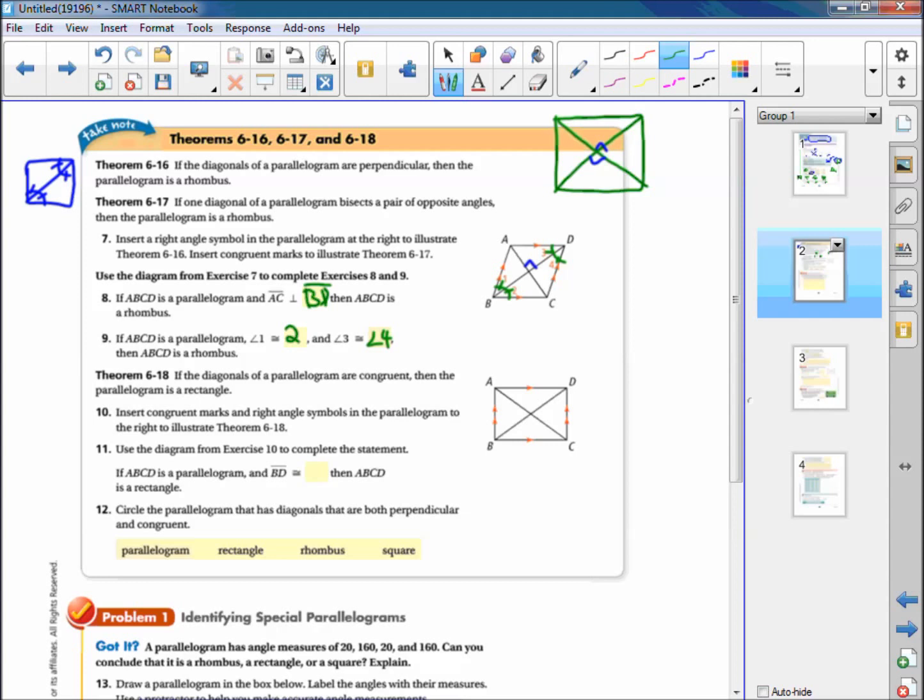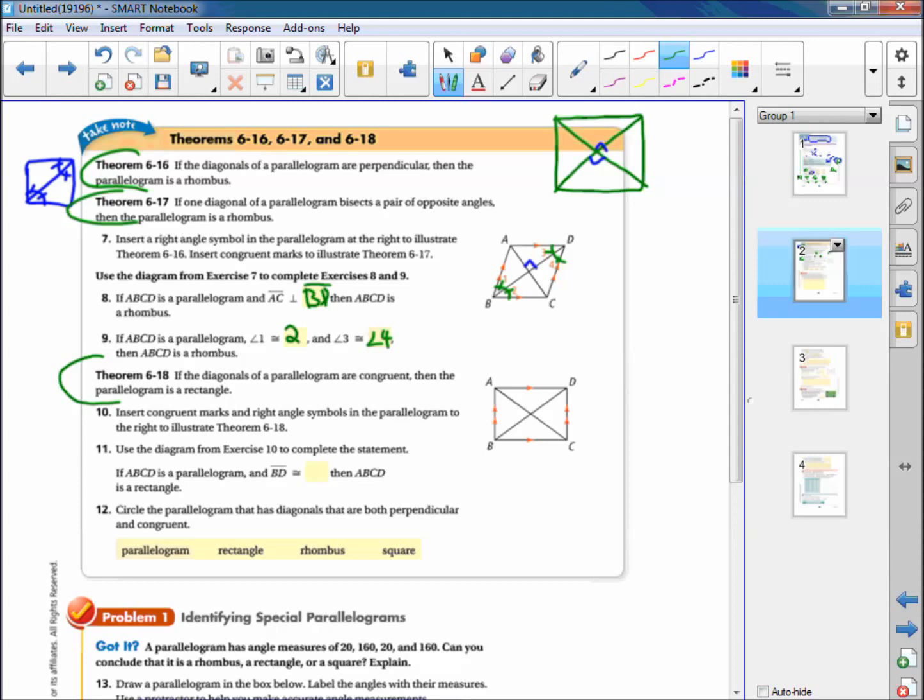So theorem 6-18, another theorem here. If the diagonals of a parallelogram are congruent, then the parallelogram is a rectangle. So if they're congruent diagonals, we have a rectangle. We learned last time if it's a rectangle, the diagonals are congruent. So this is just the converse. Insert congruent marks and the right angle symbols in the parallelogram to illustrate 6-18.